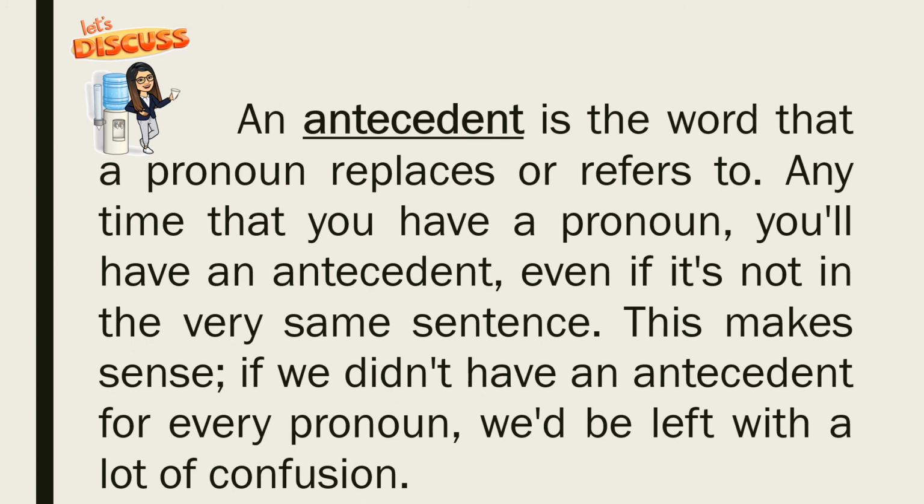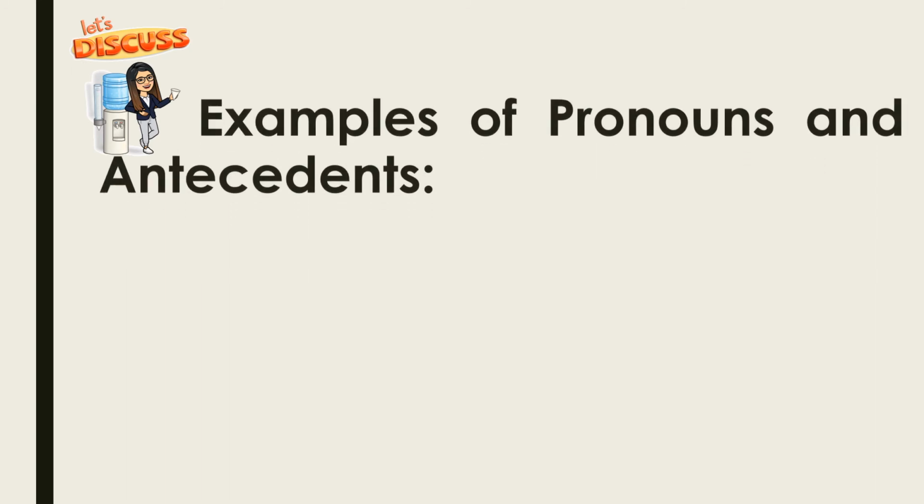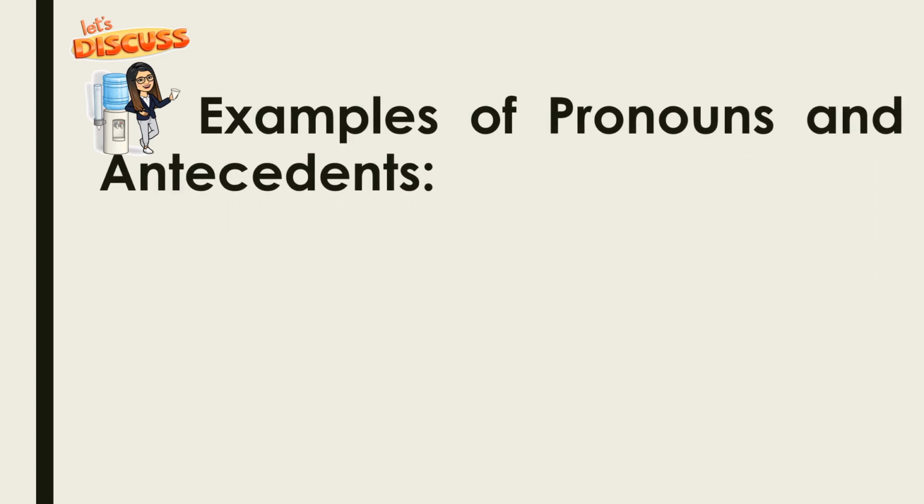An antecedent is the word a pronoun replaces or refers to. Anytime that you have a pronoun, you'll have an antecedent. Even if it's not in the very same sentence, this makes sense. If we didn't have an antecedent for every pronoun, we'd be left with a lot of confusion. For you to understand more what antecedent is, let's have the examples of pronouns and antecedents.